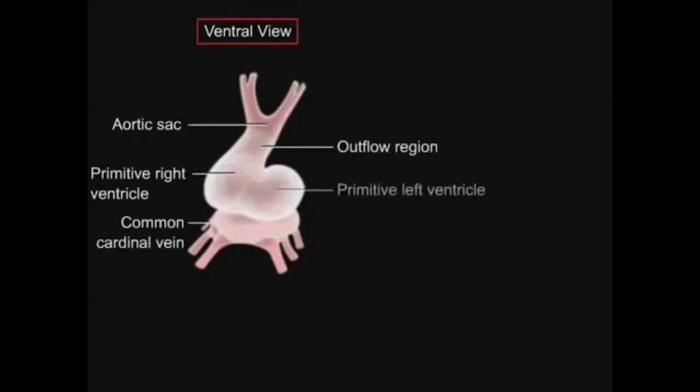If we cut it transversely, we can find that they have a single cavity. There is no division between primitive right ventricle and primitive left ventricle. But nevertheless, we can propose that this line will be the future border, the future septum between left and right ventricle.